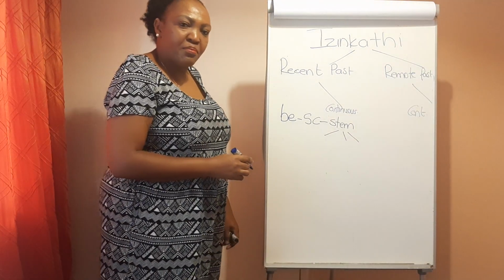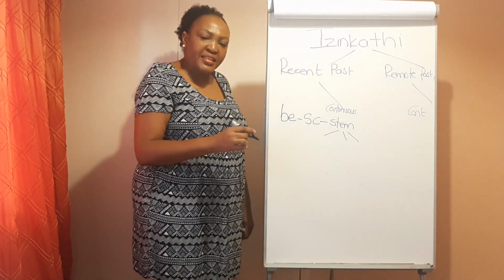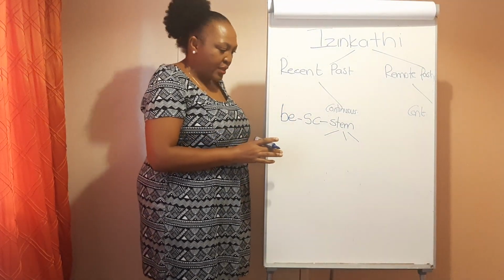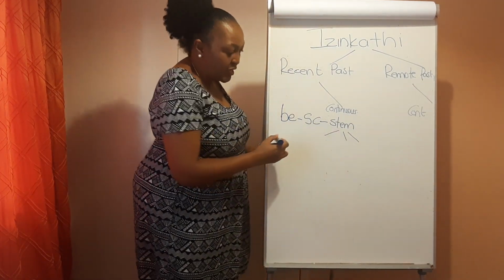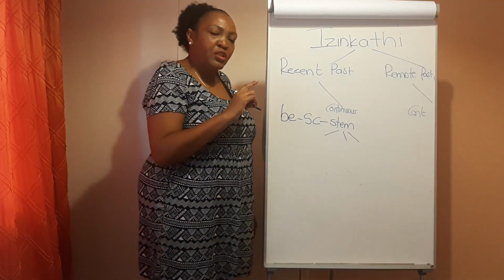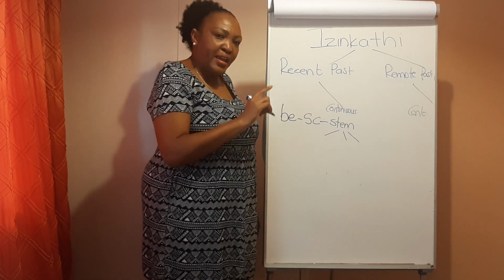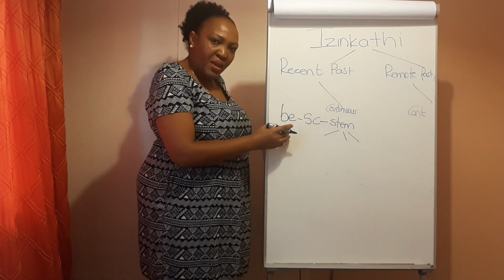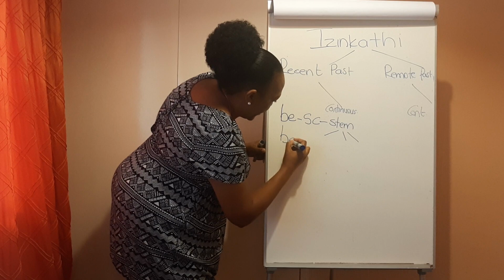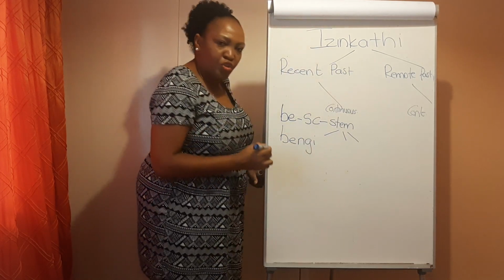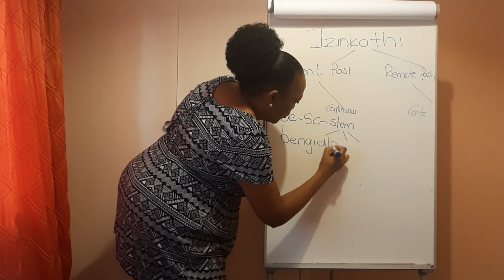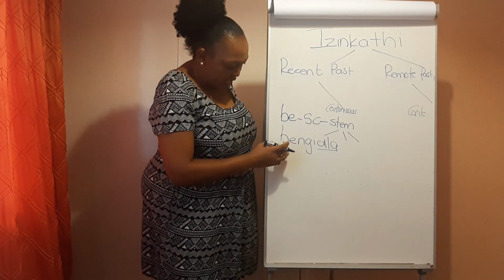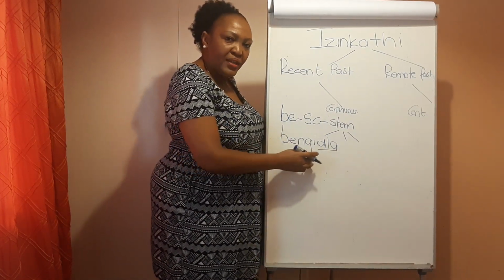So we had an example in the previous video and we said ngidlile. We are going to stick to that same example so that you are able to link your videos together. We differentiated between the two, and we said ngidlile means I ate. And then when you want to say I was doing something, then you're going to use the be tense. So you're going to write your be together with the ngi, which you have, and your verb stem, because in this instance, we are using a verb stem. So you're going to say bengidla, I was eating.